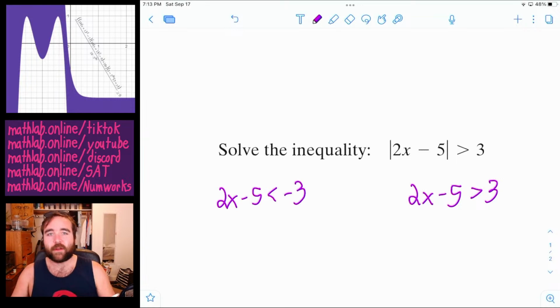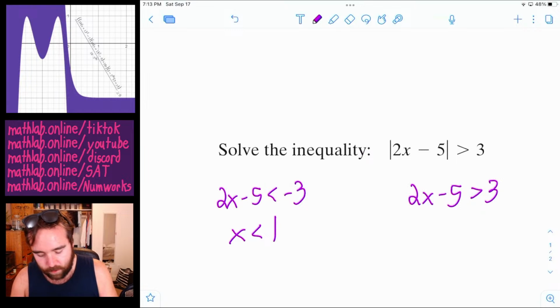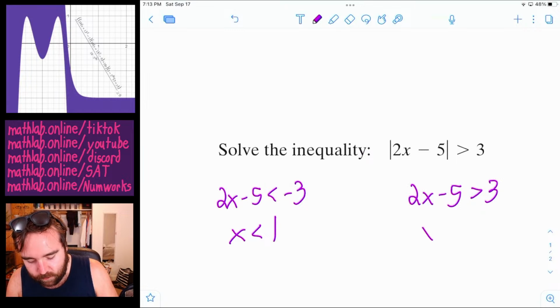And then like before, we're going to solve both of these equations. So we're going to add 5 and divide by 2. So x is less than 1. We're going to add 5 and divide by 2. So x is greater than 4.